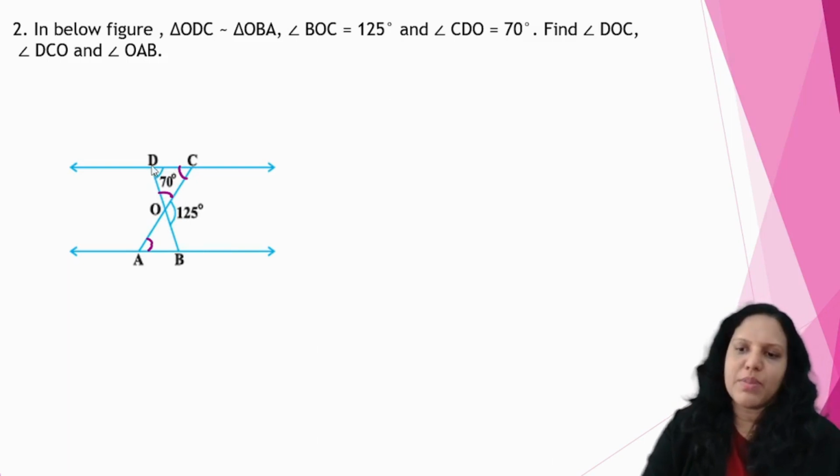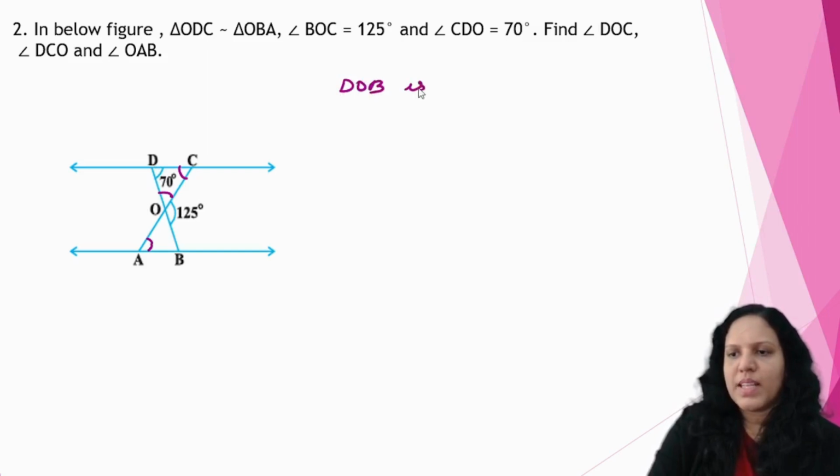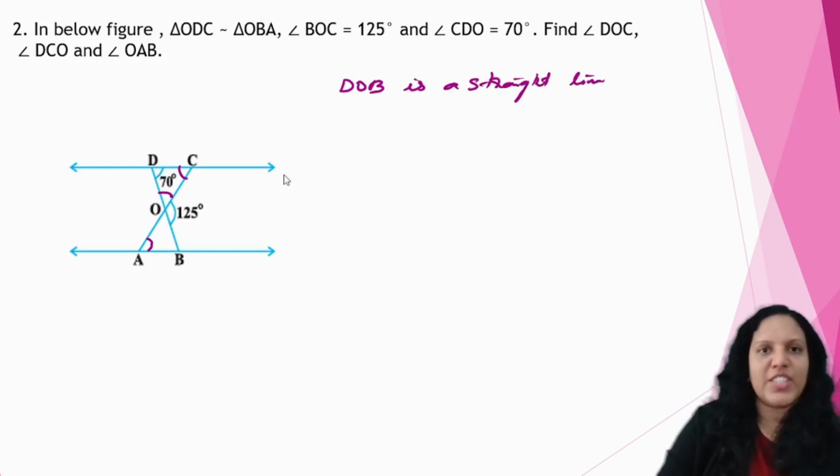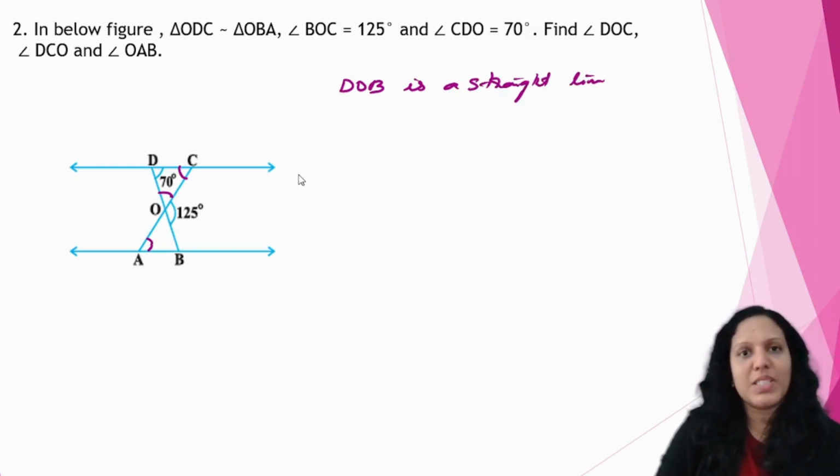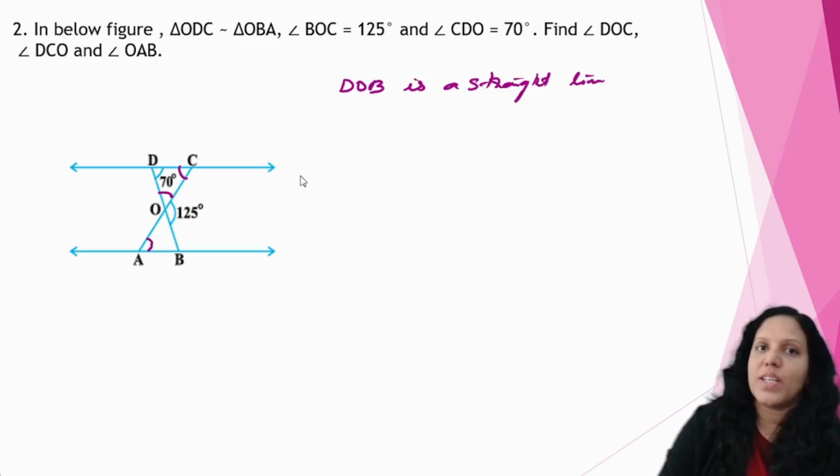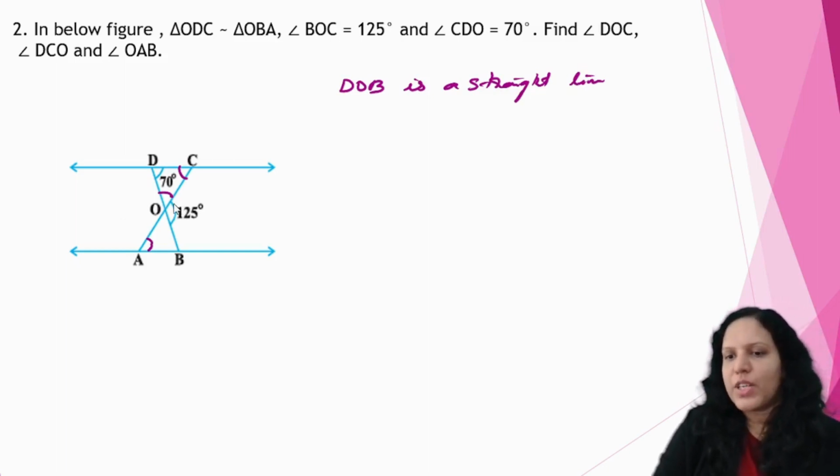Here we can see from this figure, DOB is a straight line, right? If angles are formed on a straight line, the sum of the angles formed on a straight line is equal to 180 degrees. So the angles formed on this line will total 180 degrees. Linear pair. Here this is 125.